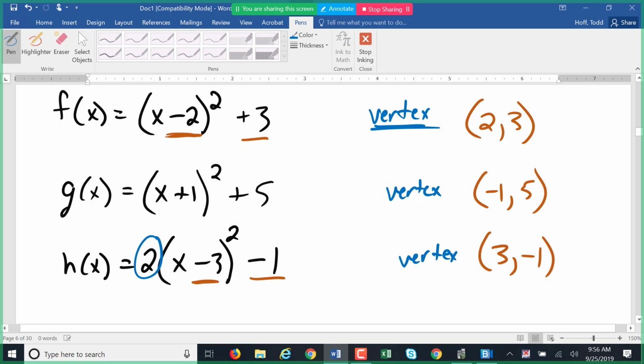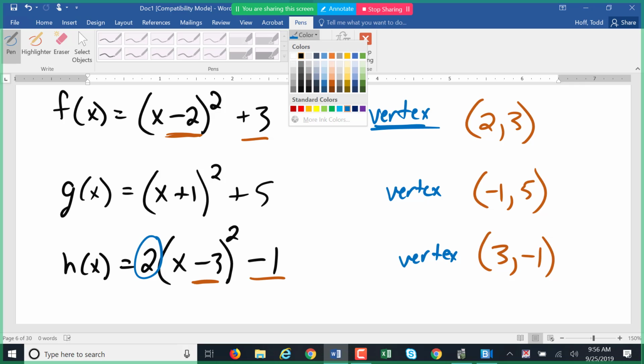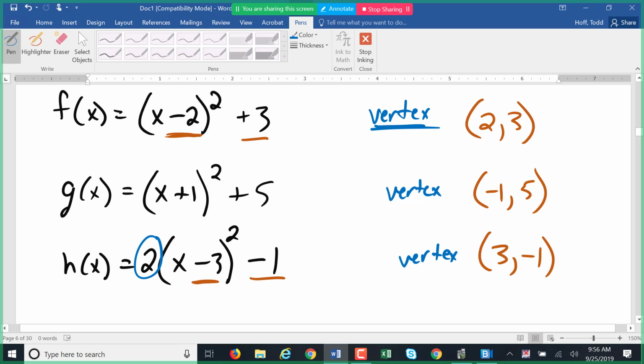All that means is that that parabola, if I draw it out, these parabolas are going to be our normal width. That 2 means it's going to be narrower.